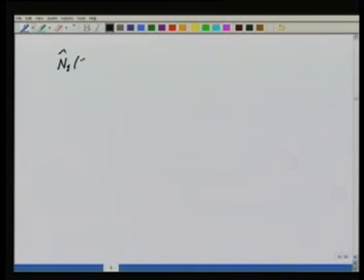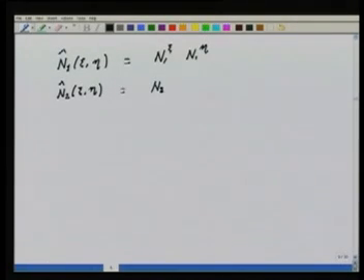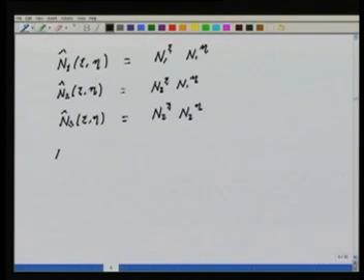n1 hat, which is a function of psi and eta, will now be nothing but n1 psi into n1 eta. n2 hat as a function of psi and eta is equal to n2 psi n1 eta, and n3 hat, which is a function of psi and eta, is n2 psi n2 eta. n4 hat as a function of psi and eta is equal to n1 psi into n2 eta.